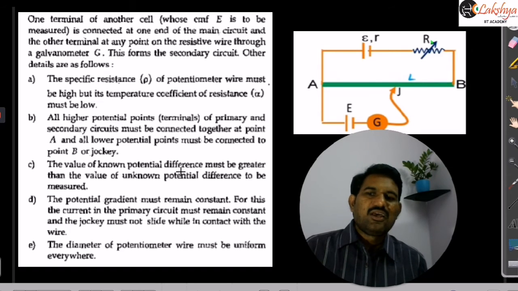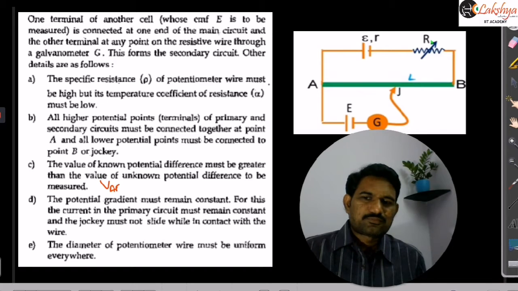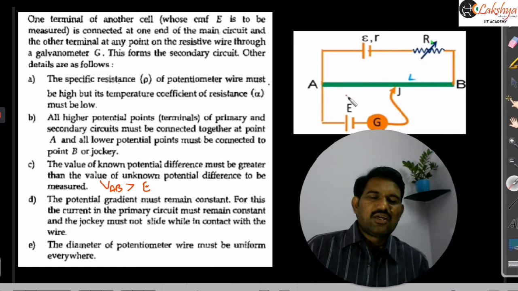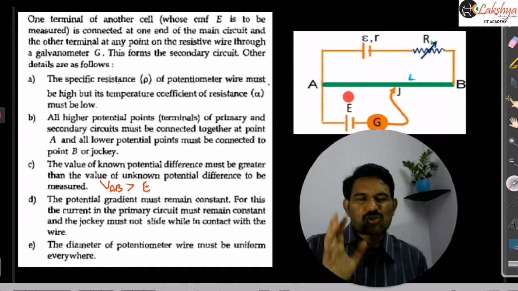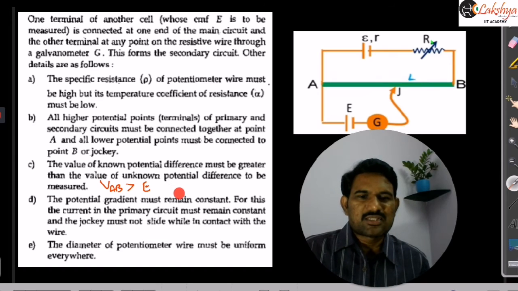In general, we will express it like this. Here I can conclude that the potential difference across this AB must be greater than the EMF of the cell to be measured. That only we are expressing like this. We are saying it in terms of the EMF of the cell in the primary circuit. Actually, this is the proper, must-and-should condition here. If this condition is not satisfied, you never get a balancing point by using this potentiometer here.